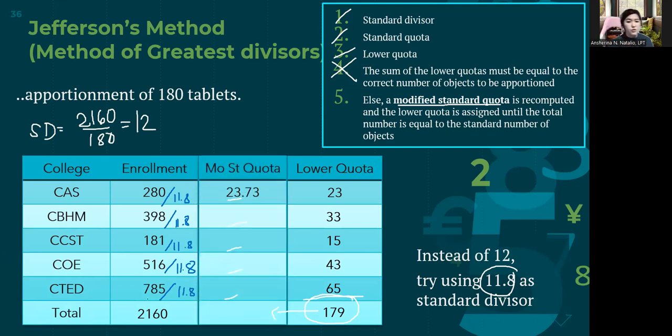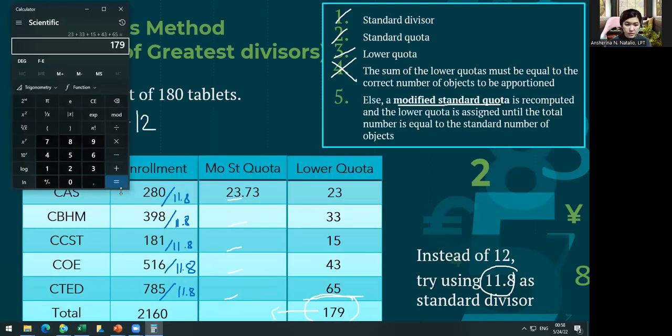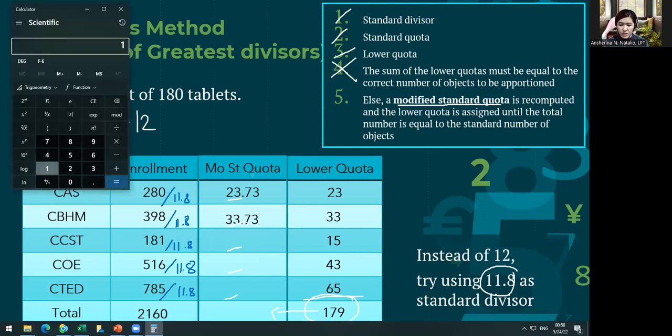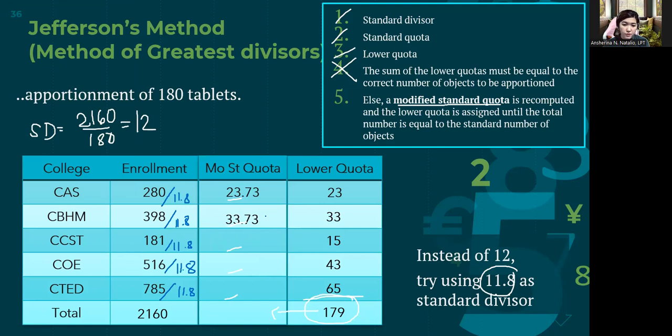Alright? So, okay, let's use our calculators. To be sure, 280 divided by 11.8 is 23.73, and 398 divided by 11.8, we have 33.73. Okay, actually, if you would compute the rest, again, you can guide me here, or if you need a bit more time to absorb, you can pause this video.